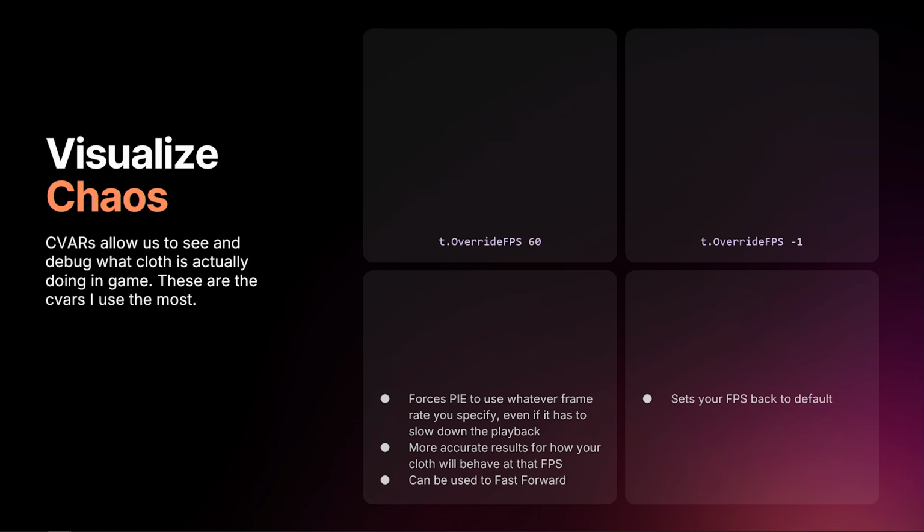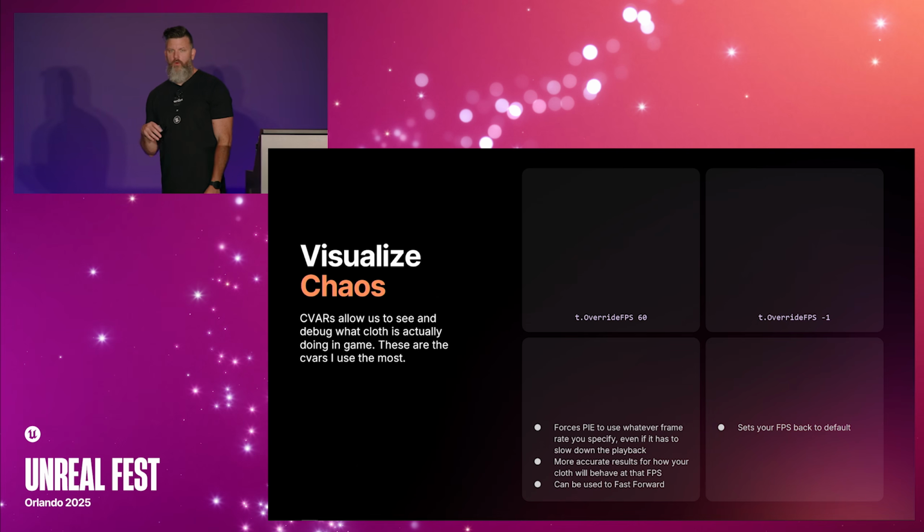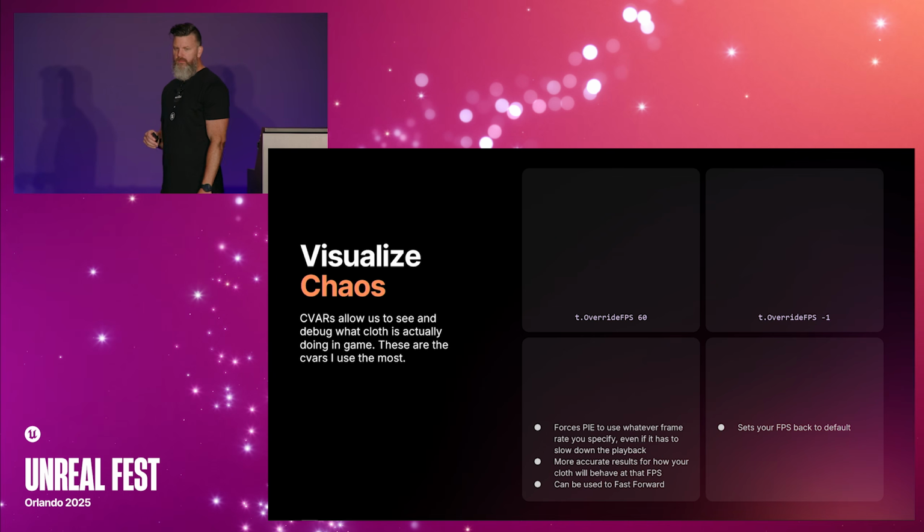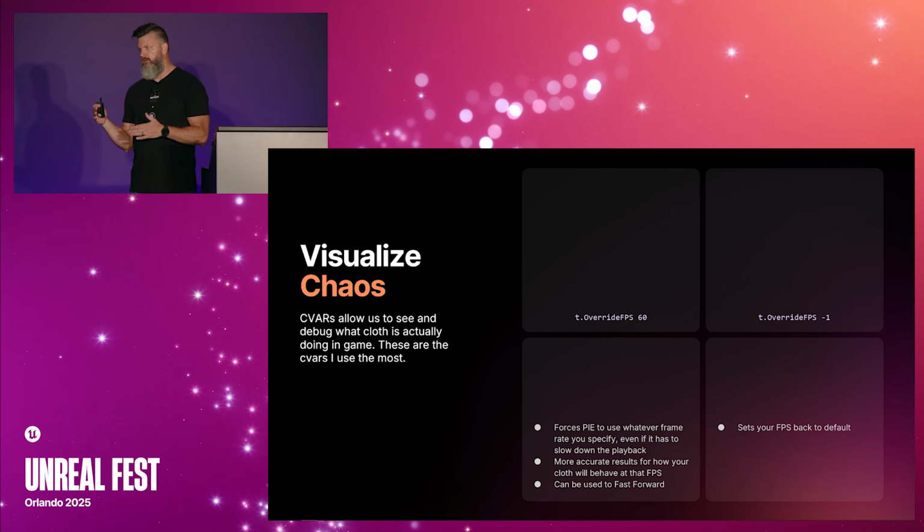The one other CVAR that I ended up using a lot is the T override FPS, and what that does is it forces Pi to use whatever frame rate you specify, even if it has to slow down the play rate. And that essentially gave me more accurate visuals in the editor for what the cloth would actually do when it's running at actual 60 FPS. Sometimes in Pi, depending on various performance things, you may or may not get super accurate results, and so this helped really dial in.